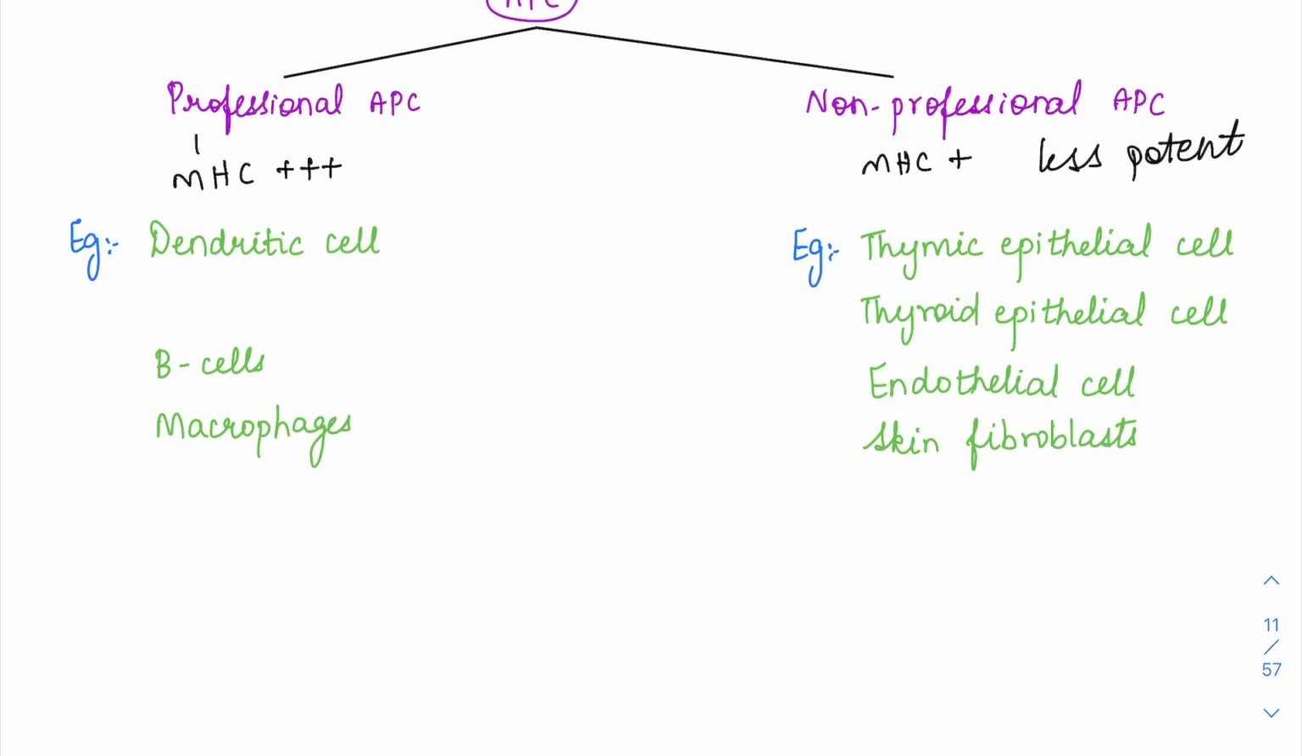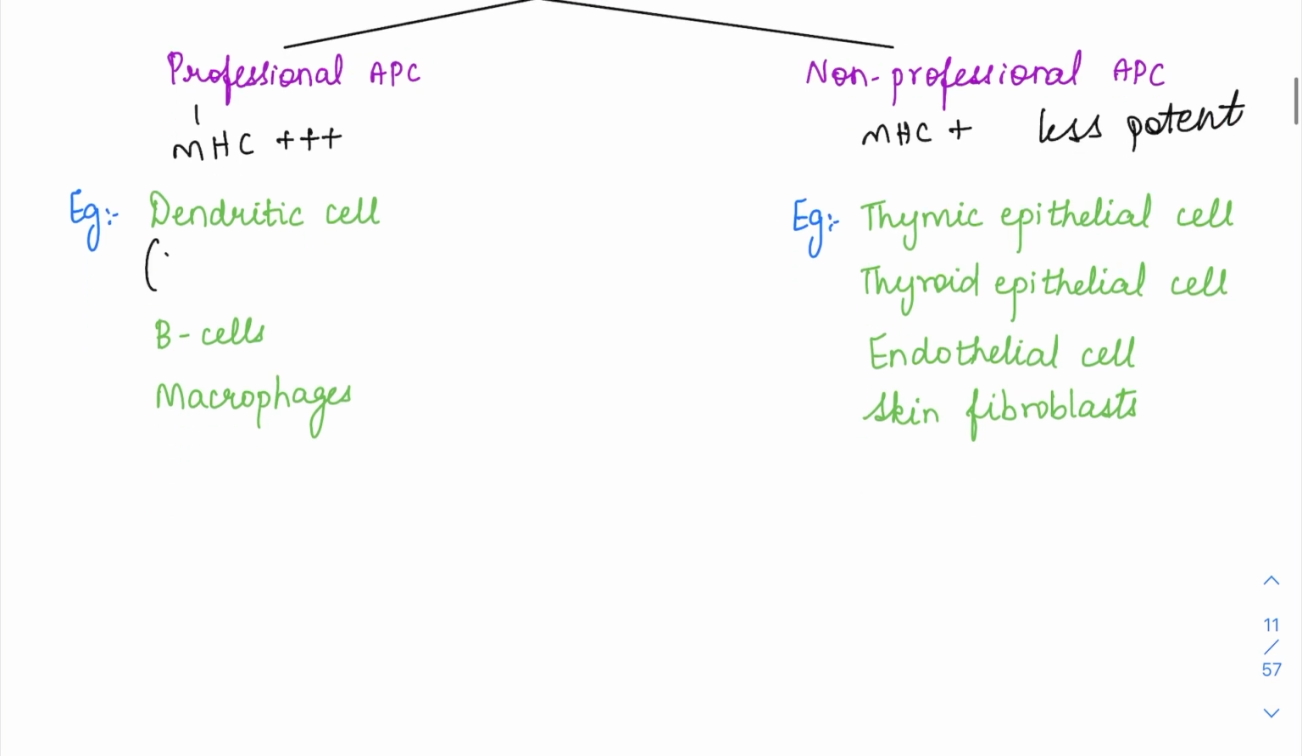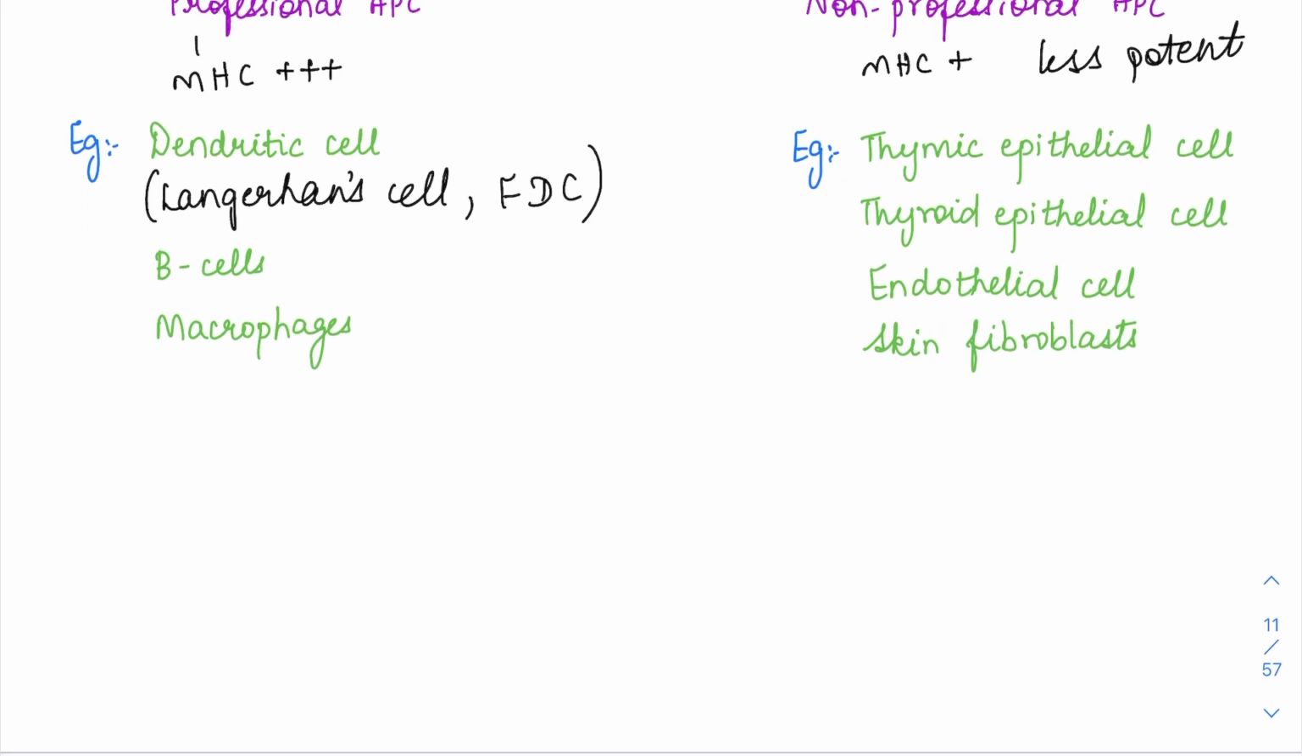The examples of professional APCs are various dendritic cells like the Langerhans cells, which are present on the skin, and then we also have the follicular dendritic cell. Follicular dendritic cells are present on the follicles in the lymphocytes. Okay, so two types of dendritic cells: Langerhans cells and the follicular dendritic cells. Then we have B cells, which is again a professional antigen presenting cell. Then macrophages are also antigen presenting cells.